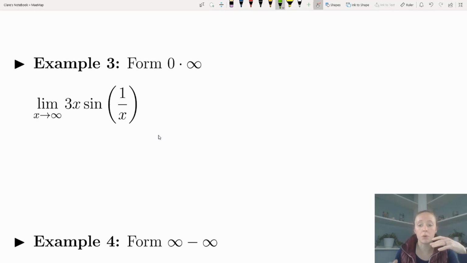Now let's look at a different form. For this, we have 0 times infinity, which is technically an indeterminate form. So we're going to try to arrange it to get it into the form we want, either 0 over 0 or infinity over infinity. Now, when we have this multiplied together, remember, dividing by a fraction is the same as multiplying by its reciprocal, but we're able to also flip that.